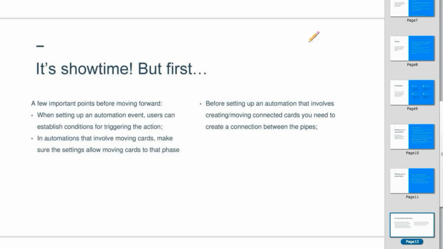The automation can't be triggered if the pipe settings don't allow moving a card from phase A to phase B. So you need to set that up before creating the automation. And third is that before setting up an automation that involves creating or moving connected cards, you need to create a connection between these pipes. It may seem rather obvious to say so, but many people encounter errors with their automations because the cards are not being created as connected cards because there isn't a connection between the pipes. So it's very, very important to remember this part.